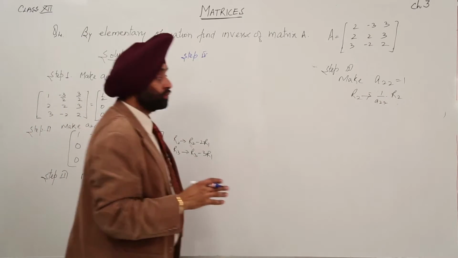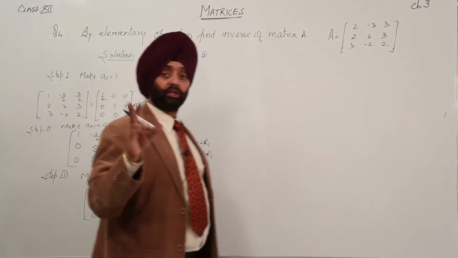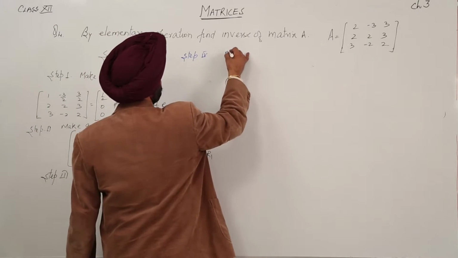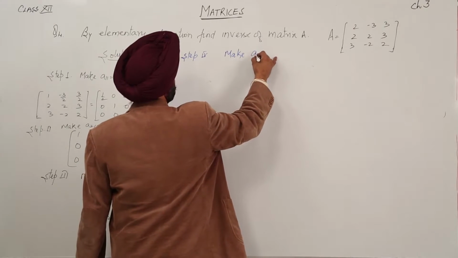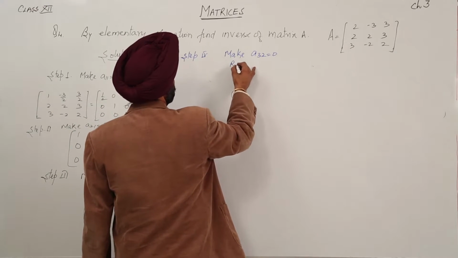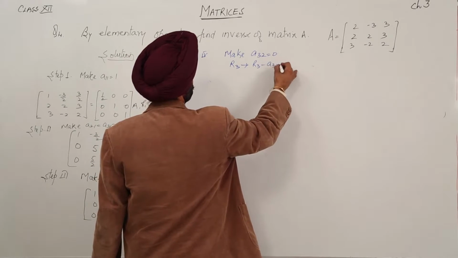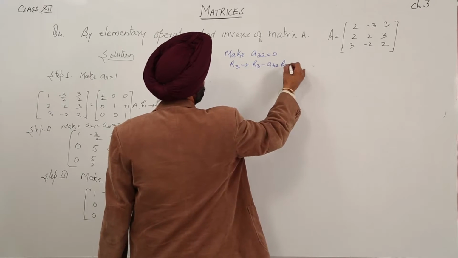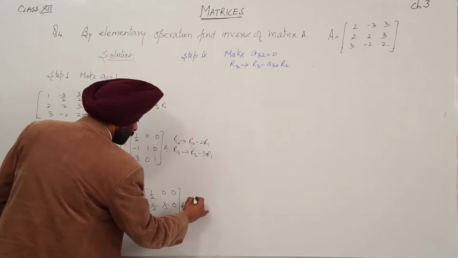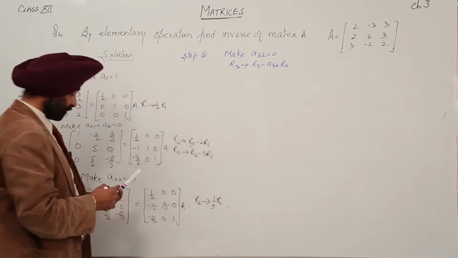Step 4. Now what are we going to do for step 4? In step 4 we have to make A32 as 0. We have to make this a 0. Okay. So make A32 equal to 0. Now how are we going to proceed? We are going to proceed with R3 approaches R3 minus A32 with R2. Here also I just forgot to write it. It was R2 approaches 1 upon 5 into R2. Okay. So I forgot to write this one.